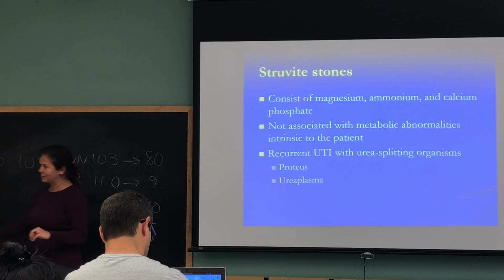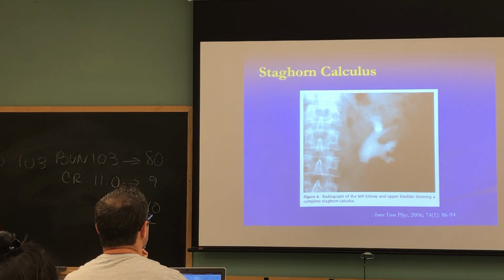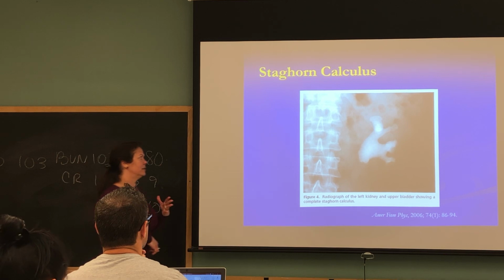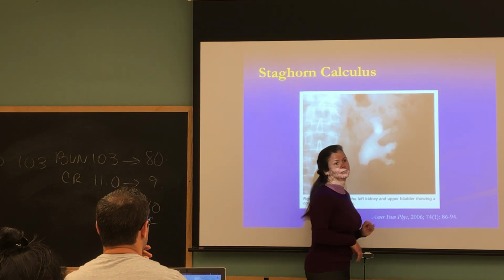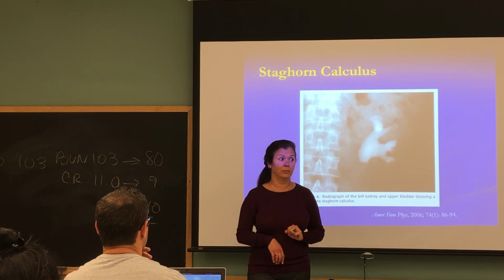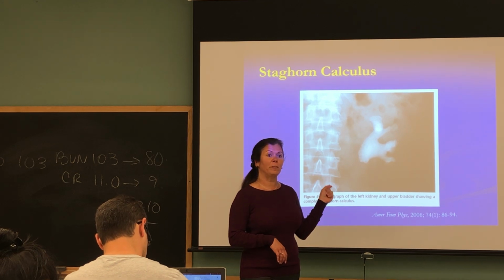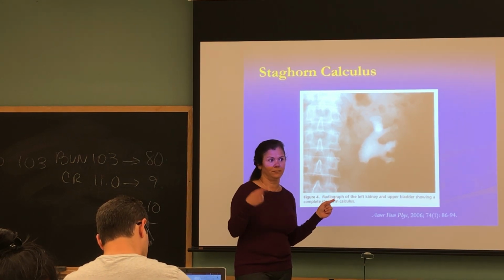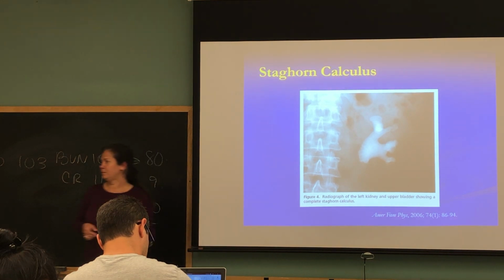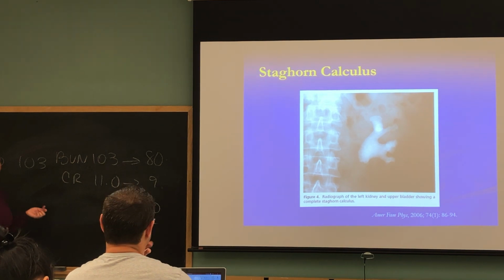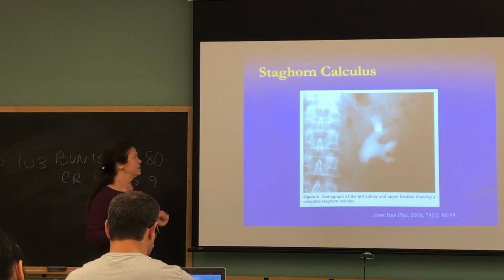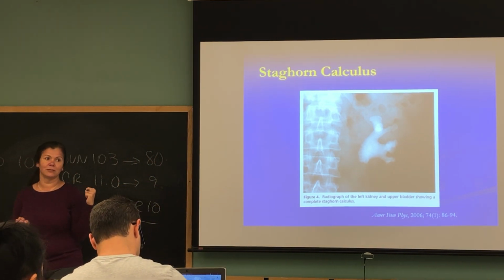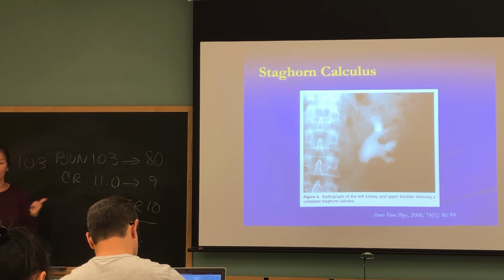And how do you know that? Look at the x-ray. It's actually penetrating the entire pelvis and all the calyces. It grows over time. These are the patients that tend to have recurrent UTIs, so if possible, you need to have surgery. Another name for it is staghorn calculi because of the way they grow. Very highly common in females, UTIs and staghorn calculi.